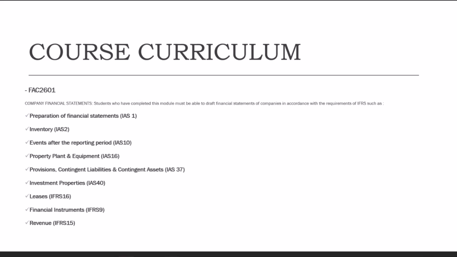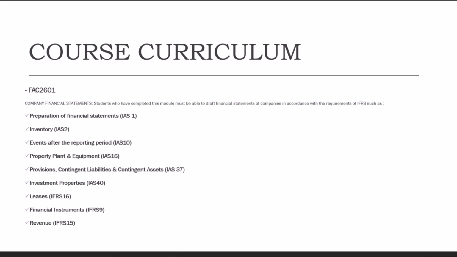Do I need to include the import duty? Do I need to include that? Or must I exclude that? Must I include foreign exchange transactions? Must I exclude it? So it tells you everything you must know to be able to account for an inventory. And it's called what? IAS 2.